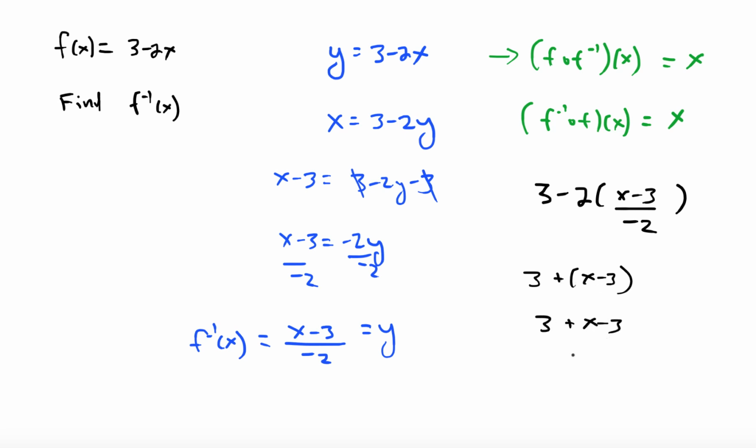So notice what happens here. What do we end up with? We end up with just x. So what can we conclude? That this is true: the composite function f of f inverse of x does equal x. So we have shown that these are inverses of each other.